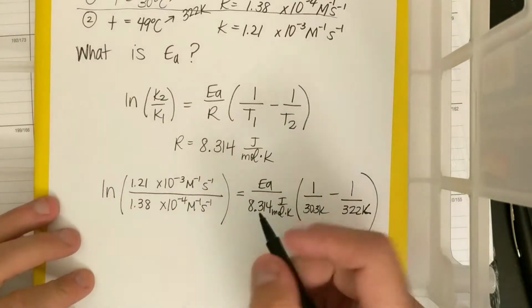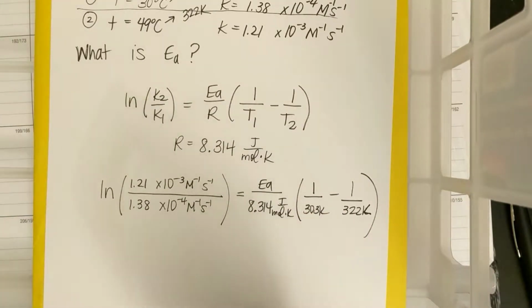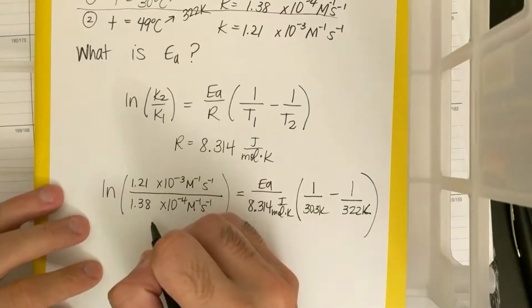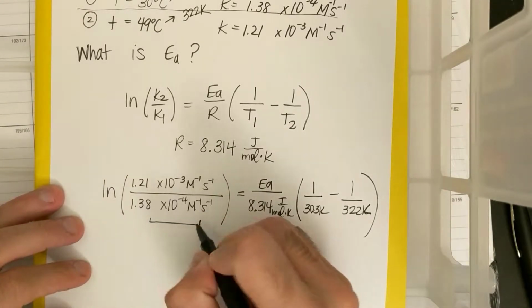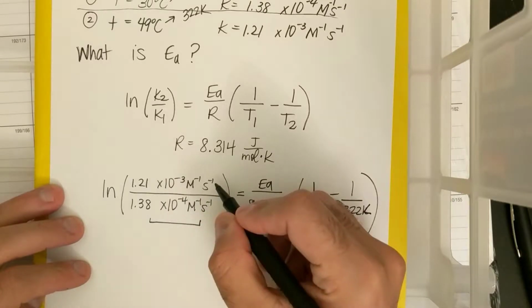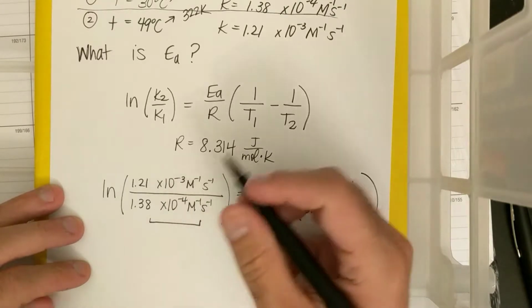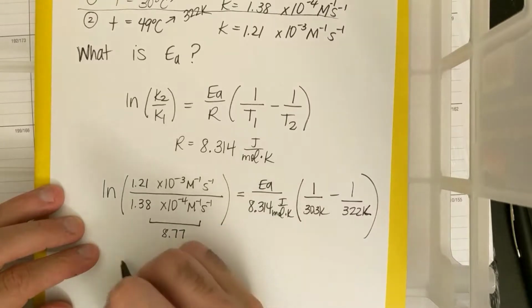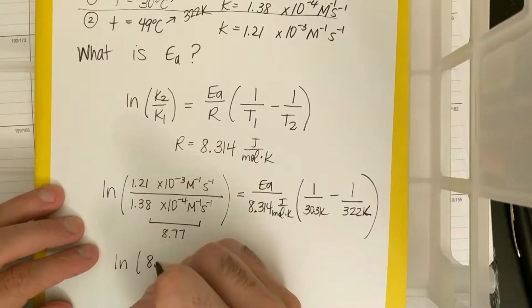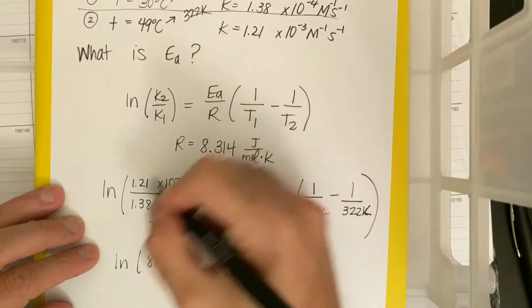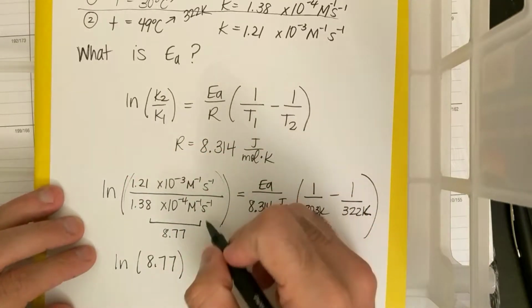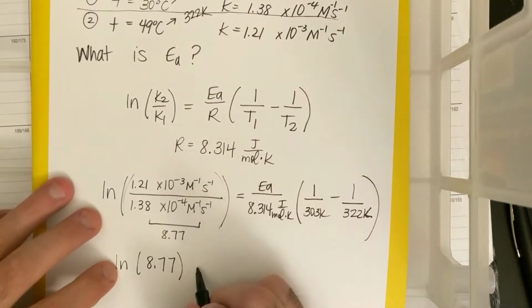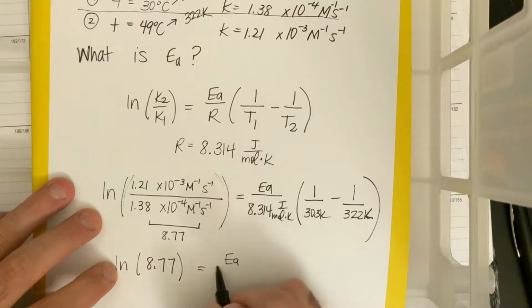Okay, now if I solve for everything bit by bit, let's say I just solve for what's 1.21 times 10 to the minus third divided by 1.38 times 10 to the minus fourth. This value is equal to 8.77. So now I'll have natural log of 8.77 equals EA over 8.314 joules per mole Kelvin.